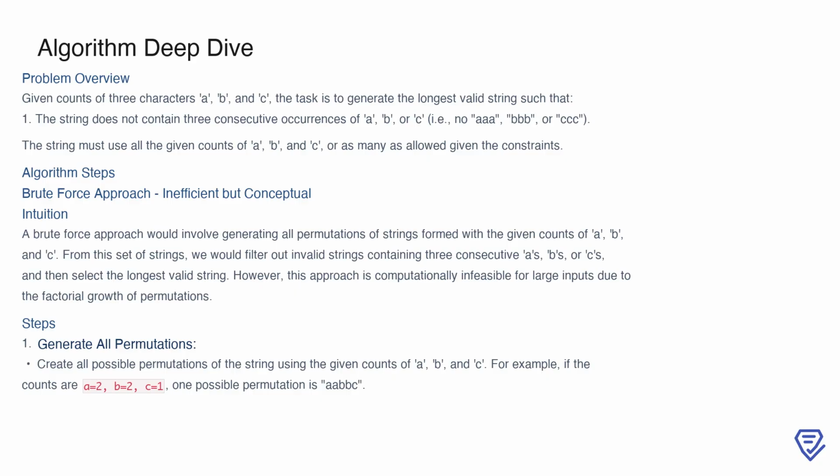A brute force solution to this problem would involve generating all permutations of the string using the provided counts of A, B, and C, filtering out the invalid ones, and choosing the longest valid string. However, this approach is conceptually interesting but computationally expensive. Generating all possible permutations of the input leads to a factorial time complexity, which can quickly become infeasible as the input size grows. For instance, if we had counts like A equals 5, B equals 3, C equals 2, we'd be looking at an astronomical number of possibilities to evaluate, making this approach impractical for larger counts.